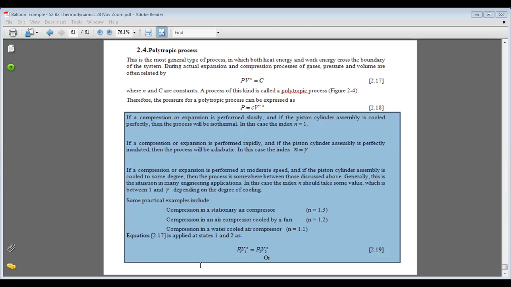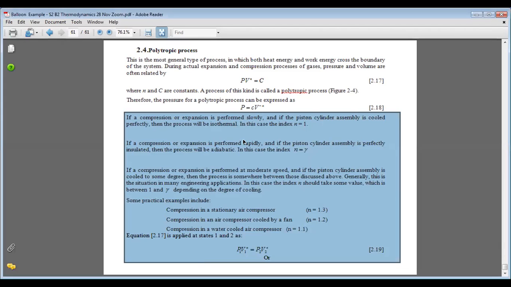Anything in between 1 to gamma, there is a possibility of having n. Practical examples for compressors: air compressors n is 1.3, compressor with fan cooling n equals 1.2, water cooled compressor n equals 1.1. So you can see different n values here. What's the use of n really?